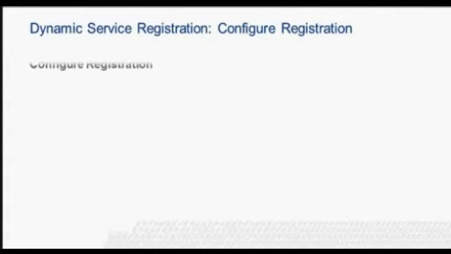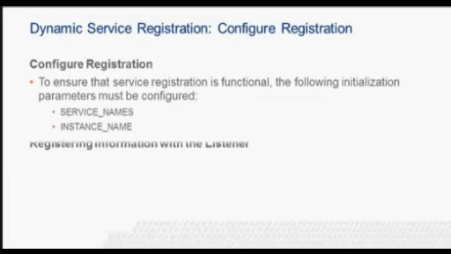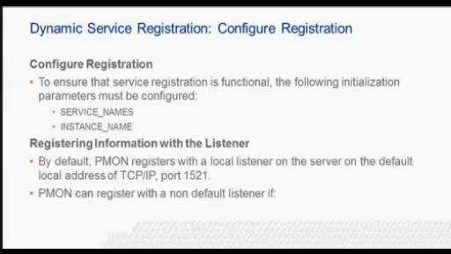Next is dynamic service registration. The following init parameters must be configured for service registration to work: SERVICE_NAMES for the database service names and INSTANCE_NAME for the instance name. For example, SERVICE_NAMES can be sales.us.oracle.com and the instance name can be salesdb.